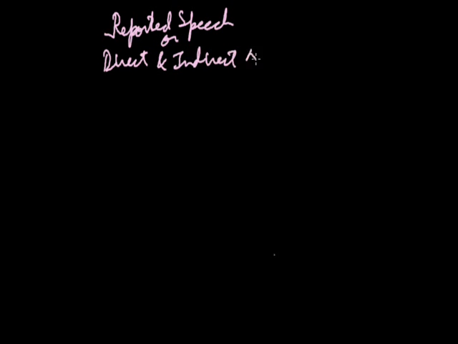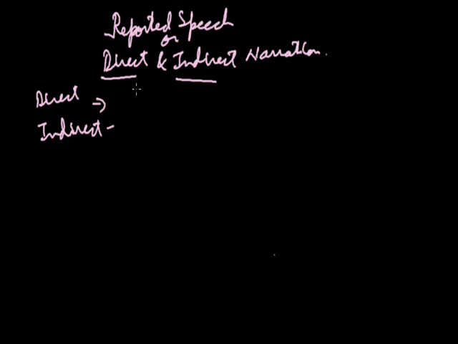Reported speech, or at times we can say direct and indirect narration. Before we start, let us understand the terms direct and indirect. Now, in simple terms, we can say direct narration is a statement in which you get comma and inverted commas, whereas in indirect speech we remove comma and inverted commas.